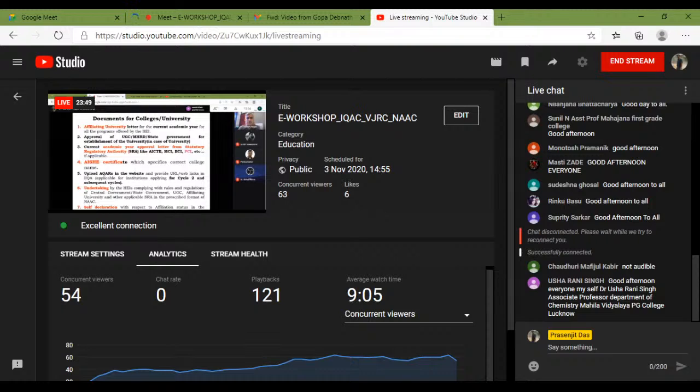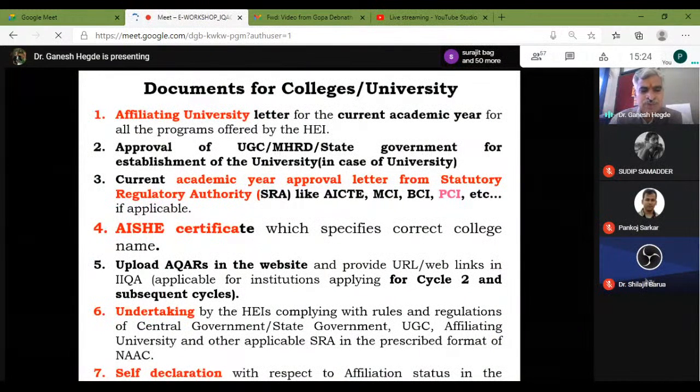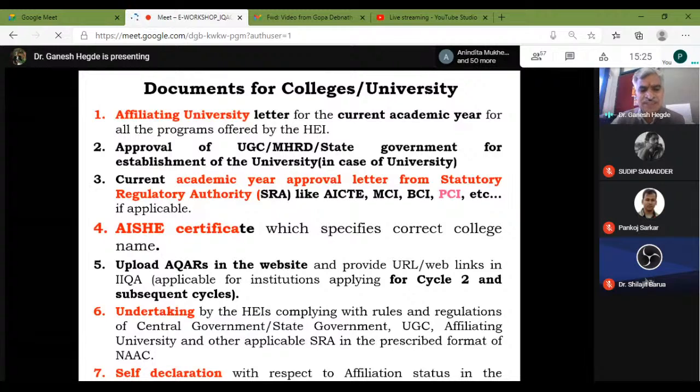For subsequent cycles, the previous 5-year AQR is compulsory. Suppose, for example, the college would like to go for the 3rd cycle of accreditation during 2022. Let us say in March 2022 the institution would like to apply to NAAC. That means 2021, 2020, 2019, 2018, 2017 and 2016-17 onwards, you have to submit the 5-year AQR for the subsequent cycles. An undertaking by the HEI should be given.